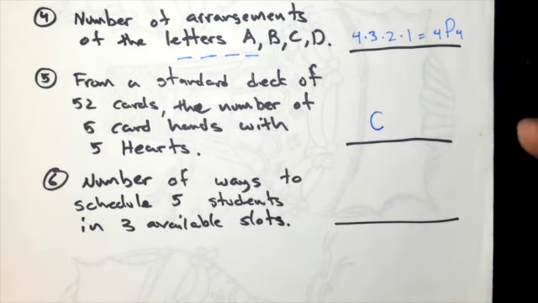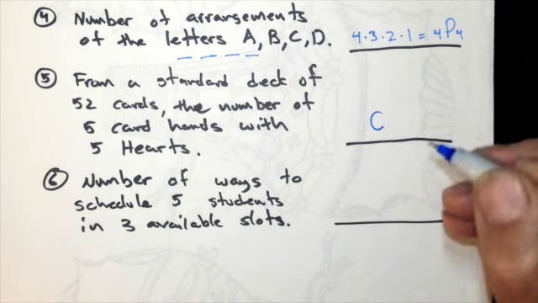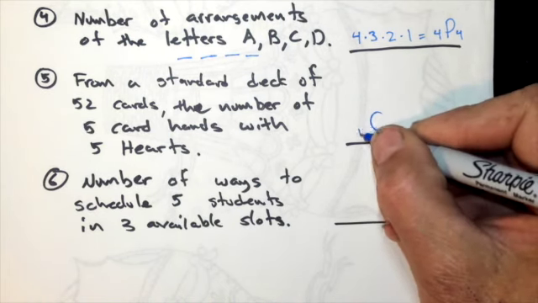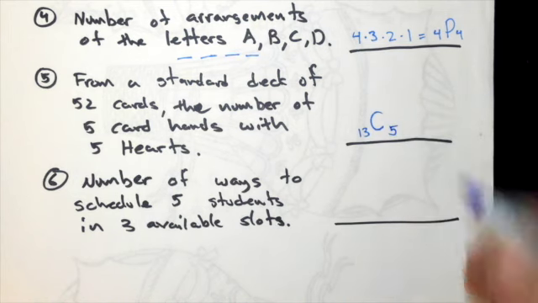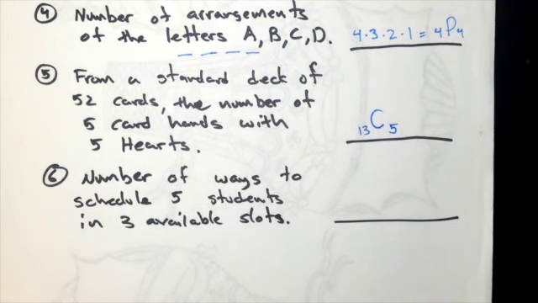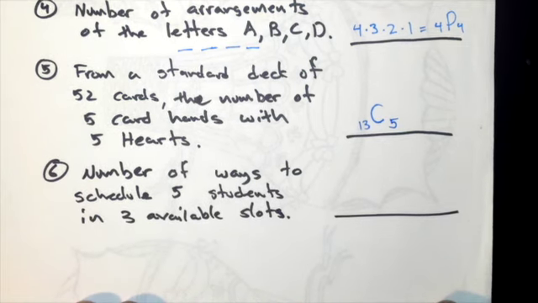We think about this. How many hearts are there? There's 13 hearts. How many are we choosing? We're choosing 5. So this is a combination. 13 choose 5. We have 13 hearts. We're going to choose 5 of them. That's how many 5 card hands there are with hearts.